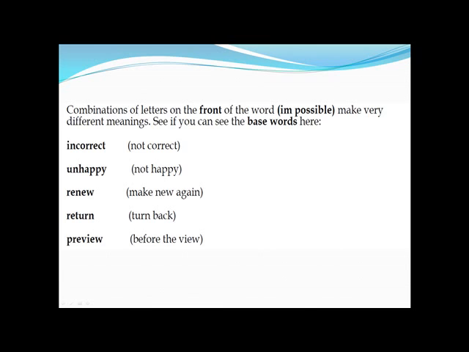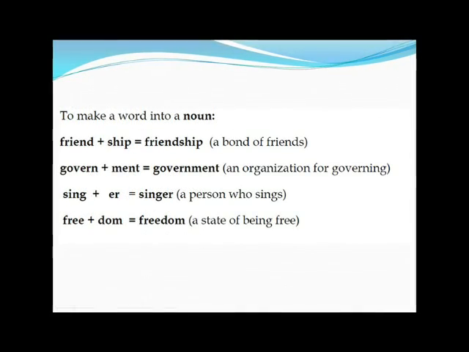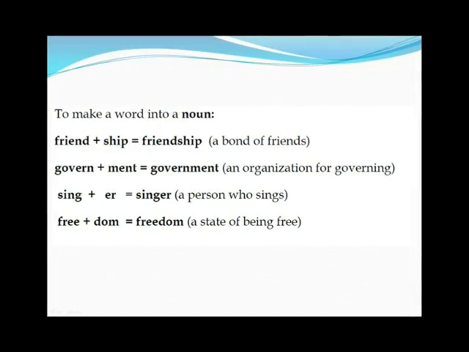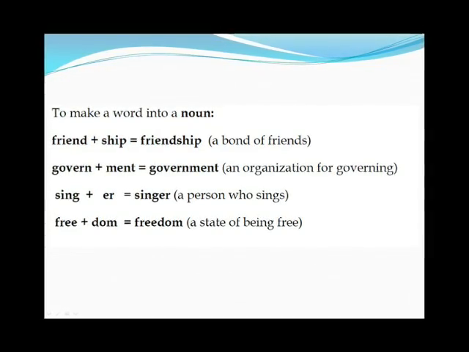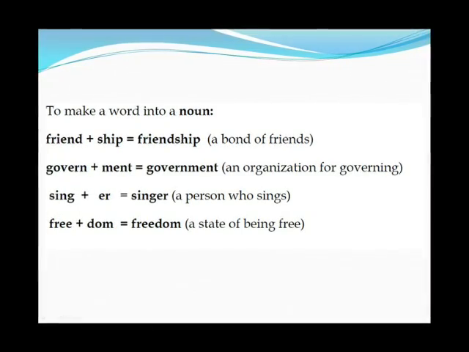And how about some words with profound meaning? How do you simplify, how do you make them more accessible? For example, the word friendship, you can say a bond of friends. The word government, you can say an organization for governing. Singer, you can say a person who sings. Freedom, you can say a state of being free.